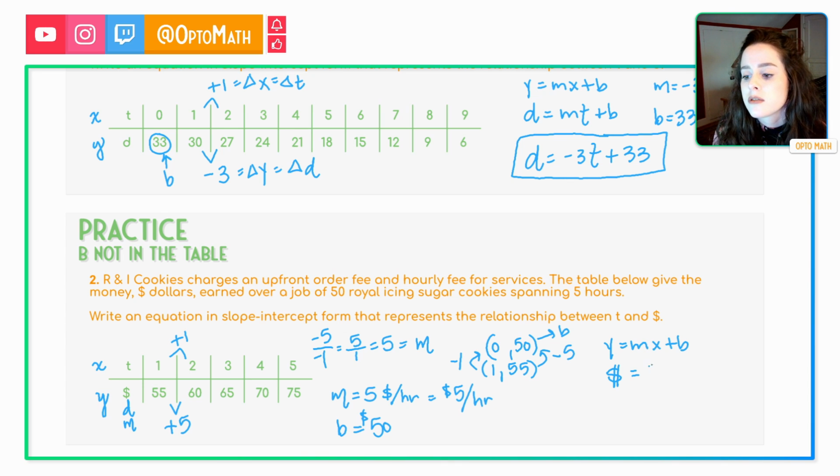So your slope is $5 per hour. And that's for every hour, so per that t. And we're getting $50 to start. So here is your slope-intercept form, where this dollar sign is a variable.